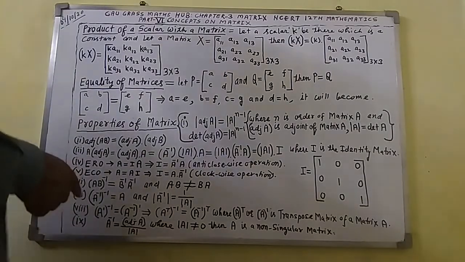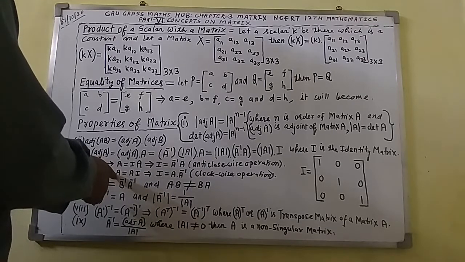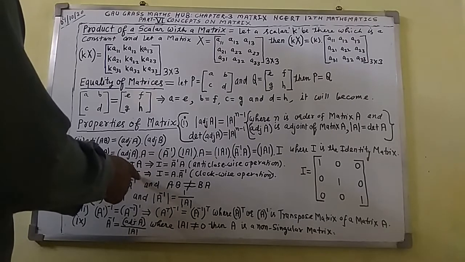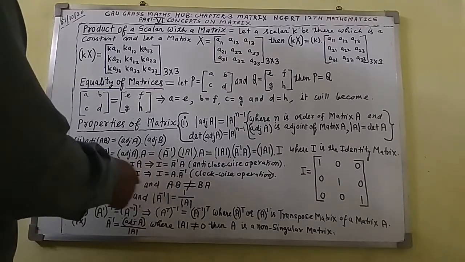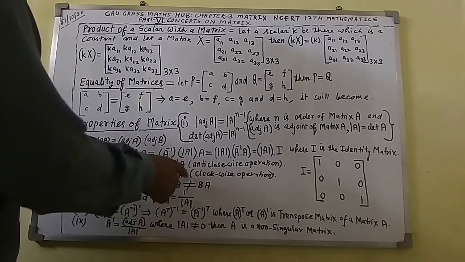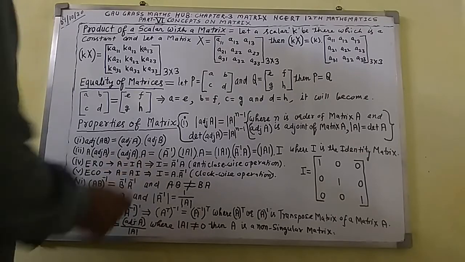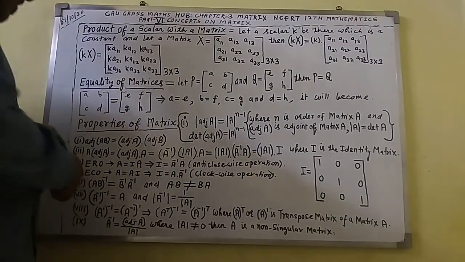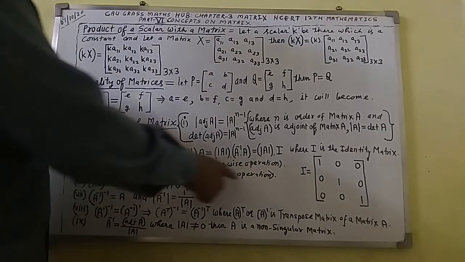Whatever changes occur in matrix A, the same changes will also occur in the identity matrix I. The I will be converted into A inverse and this A will be converted into I. All operations in elementary column operation will be performed in clockwise direction.